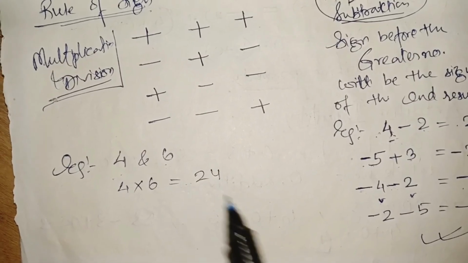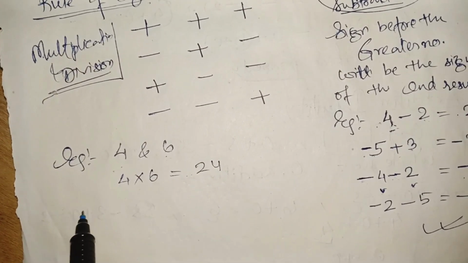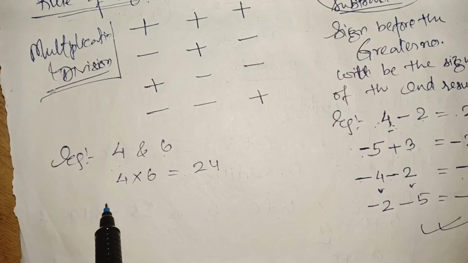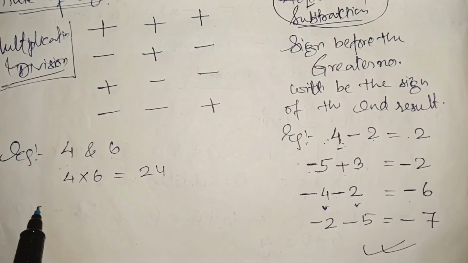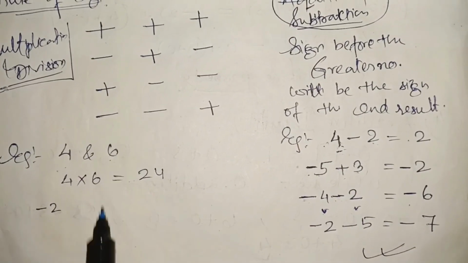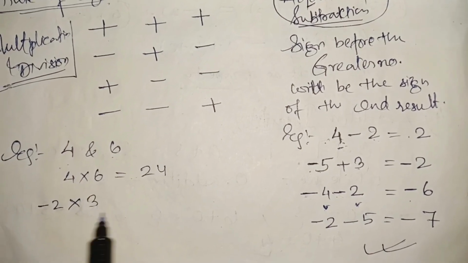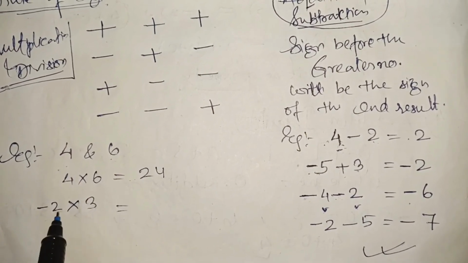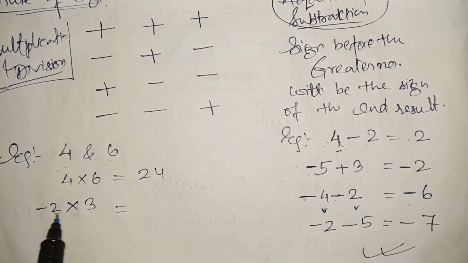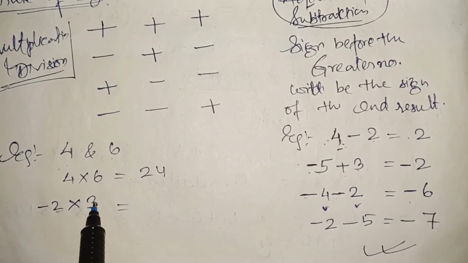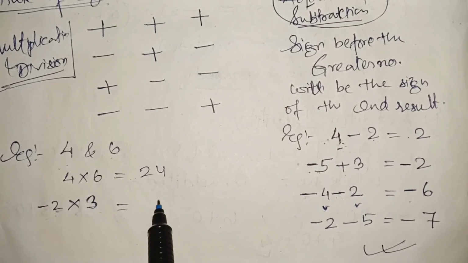24, and the result will be positive. Again, second one: if we take, for example, one number negative, -2, and the other number positive, into any number, 3. So -2 into 3, what is it? We will multiply the whole numbers: 3 into 2 is 6.